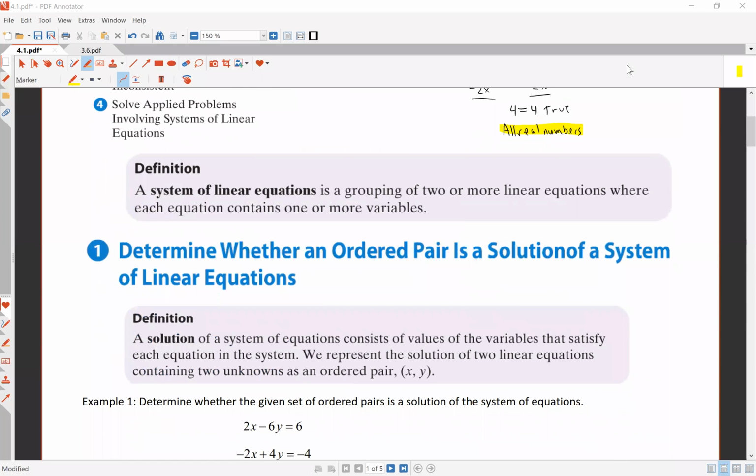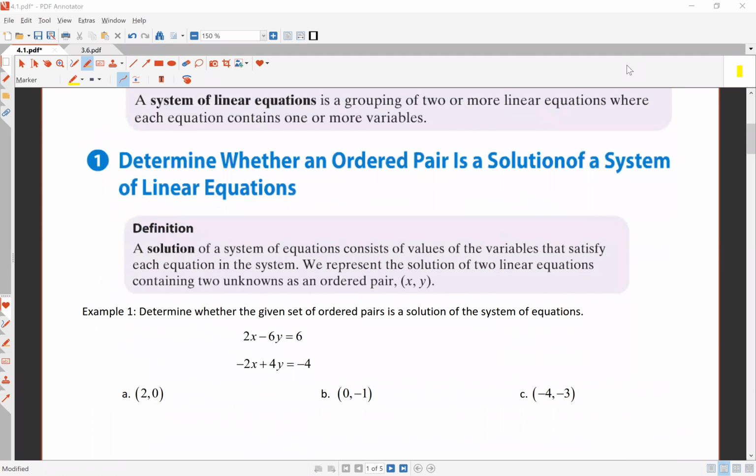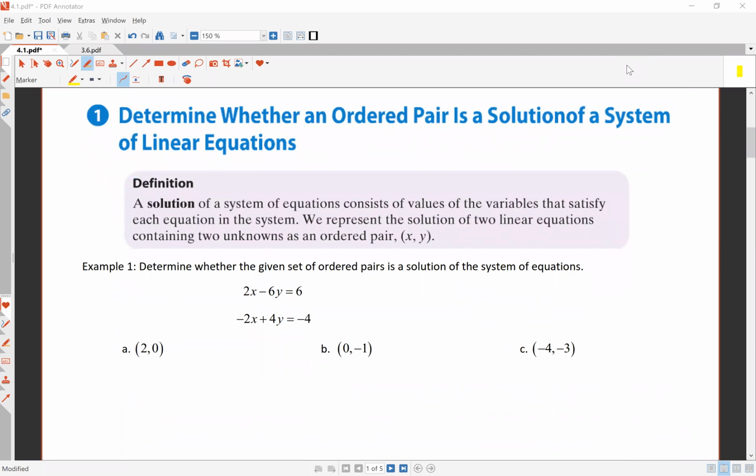A system of linear equations is a grouping of two or more linear equations where each equation contains one or more variables. An example of a system of two equations and two unknowns is 2x minus 6y equals 6 and negative 2x plus 4y equals negative 4. Each of those linear equations has its own solutions.